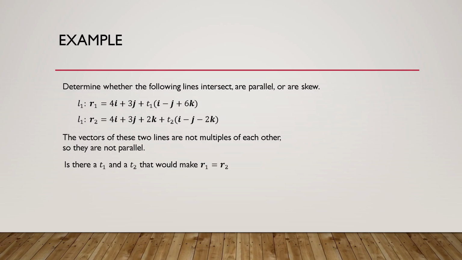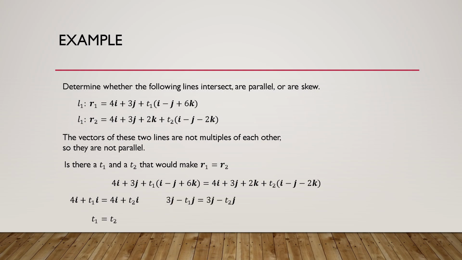We start by setting the two lines equal to each other. Taking the i components, 4i plus t sub 1 i equals 4i plus t sub 2 i. This means t sub 1 equals t sub 2. Taking the j terms, 3j minus t sub 1 j equals 3j minus t sub 2 j. Therefore again, t sub 1 equals t sub 2. Finally, take the k terms. t sub 1 times 6k equals 2k minus t sub 2 times 2k.